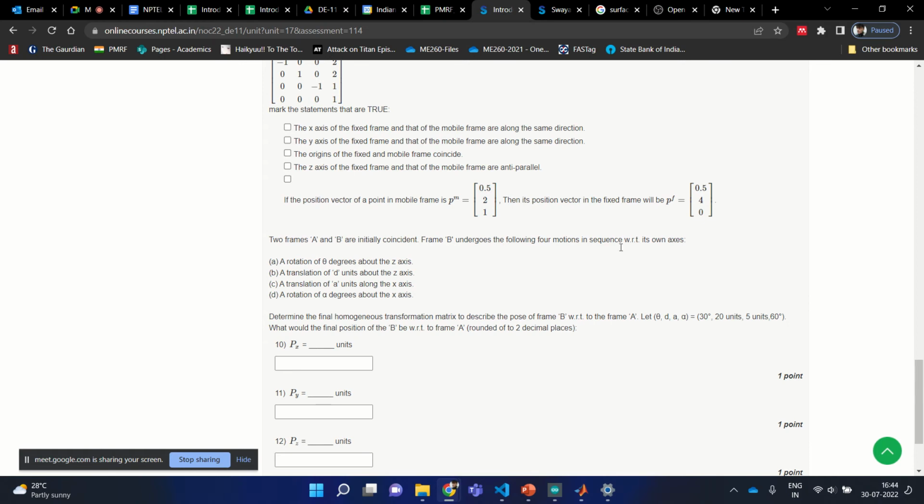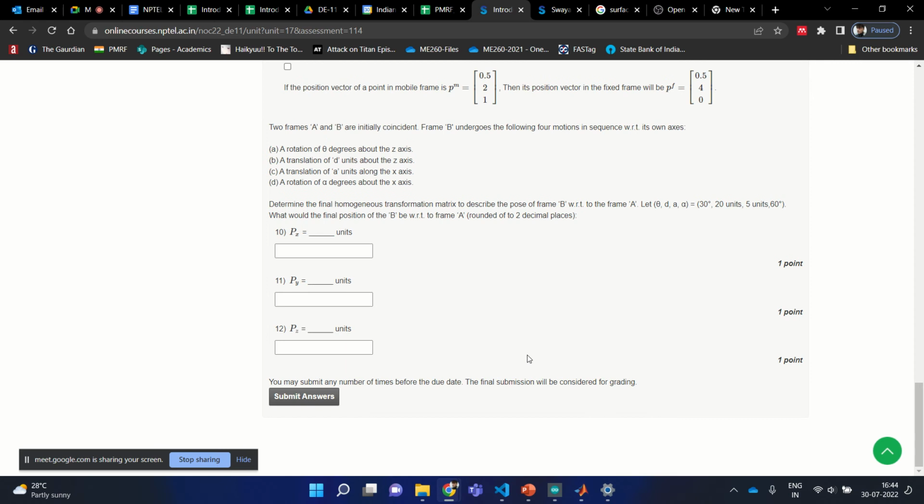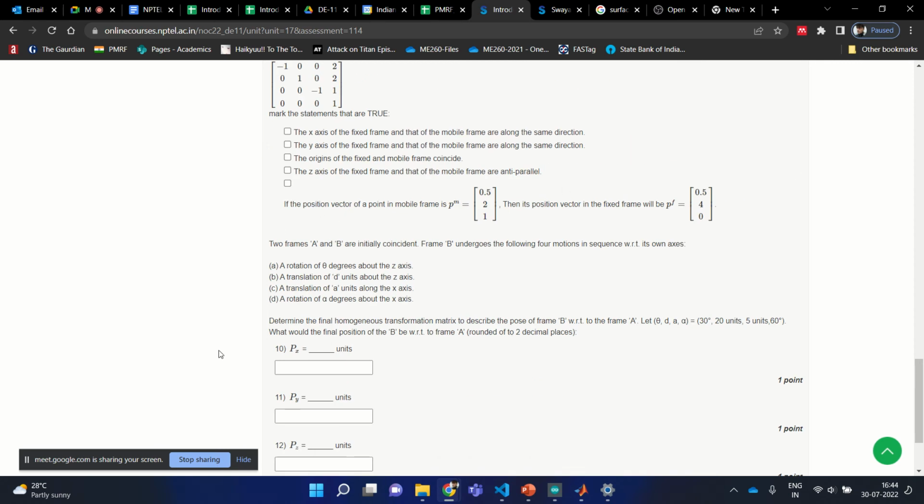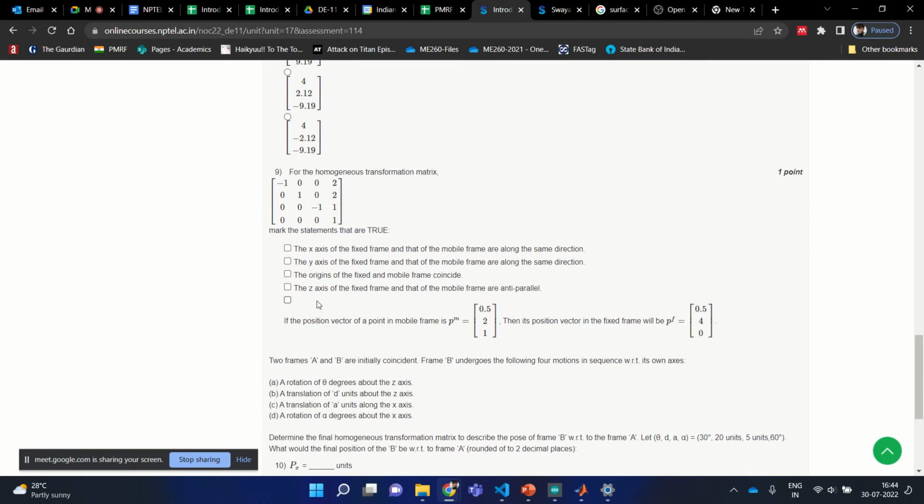Then the fixed frame will be this one. This question is pertaining to, does this question come under the 10th, 11th, 12th, because mine is a little different from yours? No, this is a true or false question, I guess. Right. Okay. So it is the ninth question.